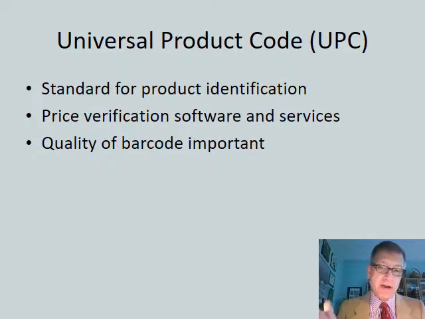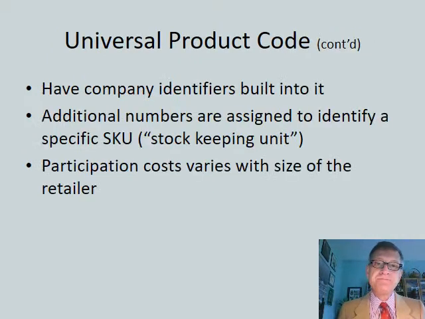You want to have it look right. If it's all wrinkled or if it's fuzzy edges, it's not going to necessarily take properly. They also have company identifiers that have actually built their own aspects into it so that they can track it. Maybe the producer has actually put them in there. The additional numbers would help them to be able to identify the SKU, which is what the abbreviation is for a stock keeping unit.